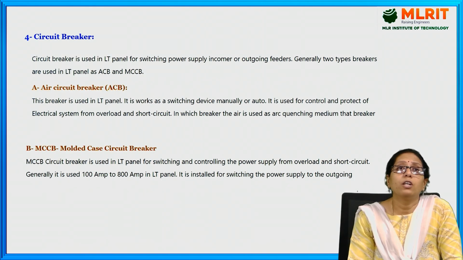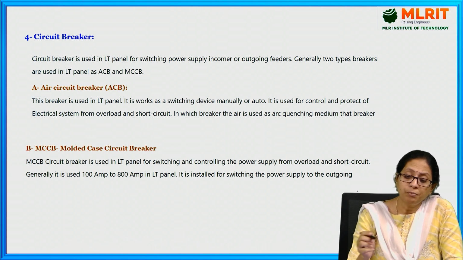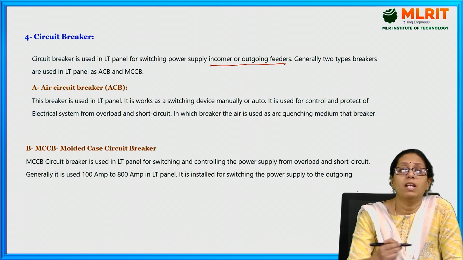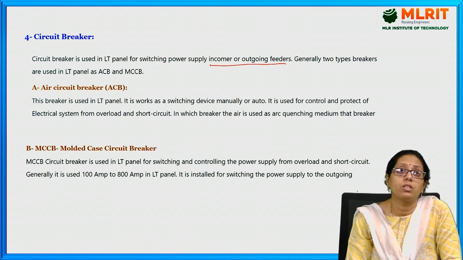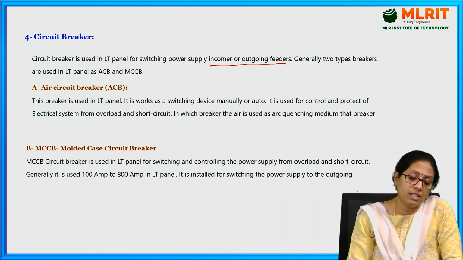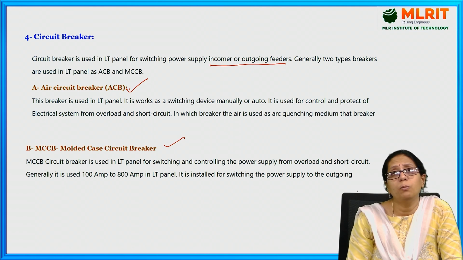Next one is circuit breaker. Circuit breaker is used in LT panels for switching the power supply for incoming as well as outgoing feeders both. Generally, there are two types of breakers which are used in LT panels. These are air circuit breaker and molded case circuit breaker, ACB as well as MCCB.